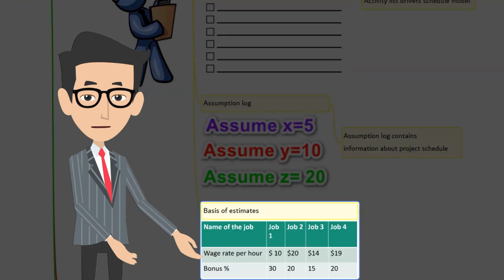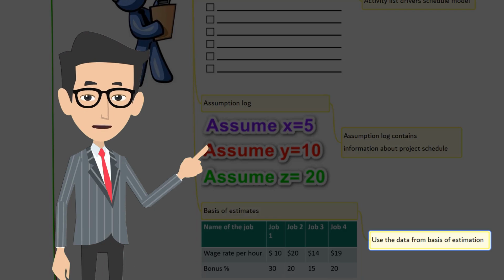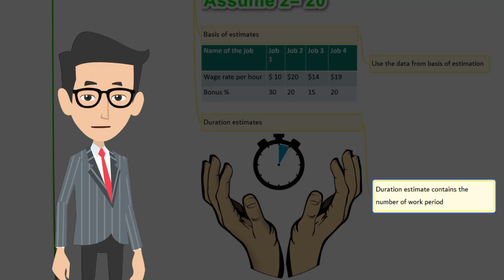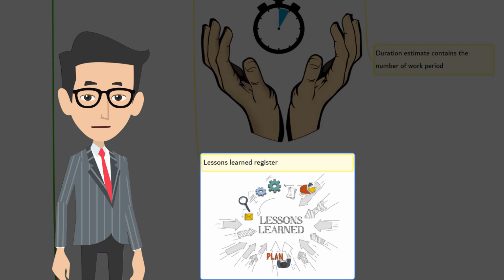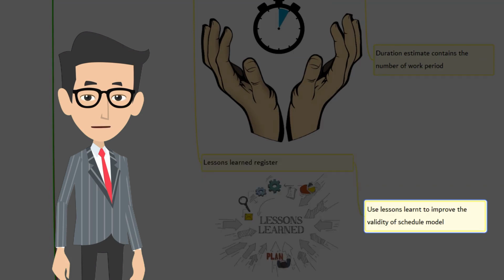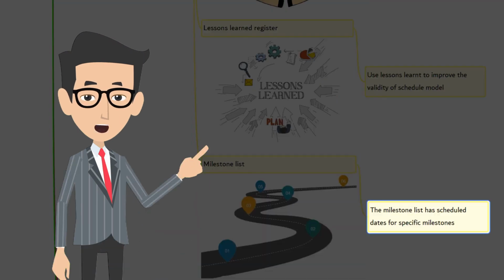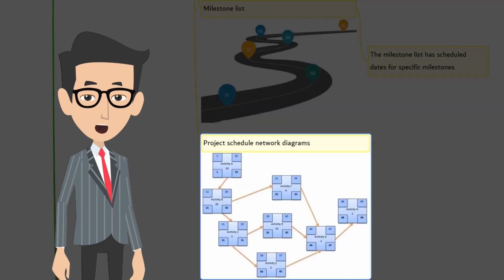The next one is basis of estimates. The numbers from the basis of estimates form the basis to do the estimation. So normally they become input to develop schedule. Duration estimates. Duration estimate contains the number of work periods required to complete an activity. Lessons learned register. Lessons learned from previous projects regarding developing the schedule model can be applied to improve the validity of the schedule model. Milestone list. Why milestone list? Because the milestone list has schedule dates for specific milestones. So naturally they become input.